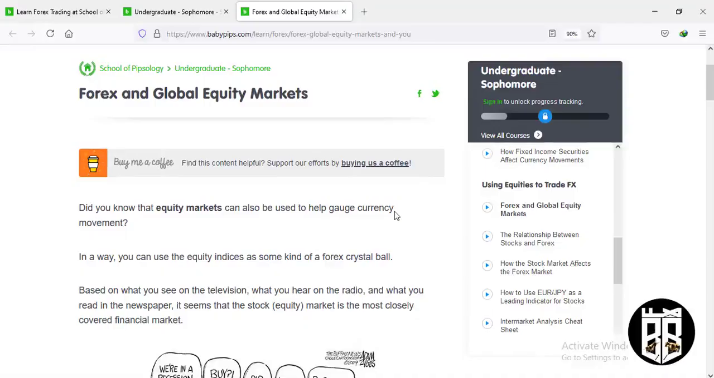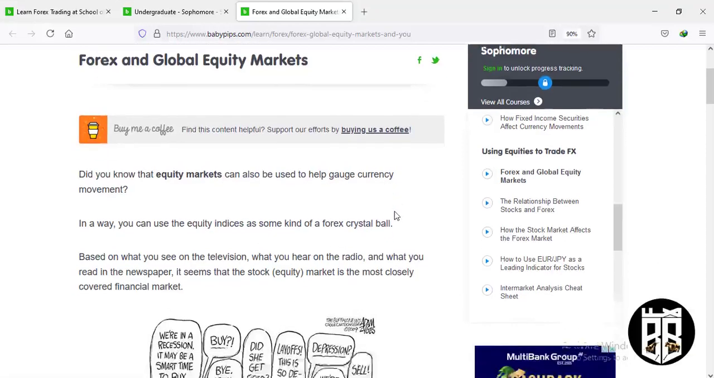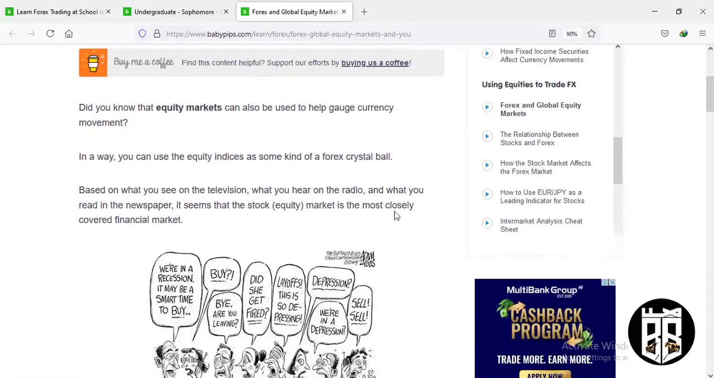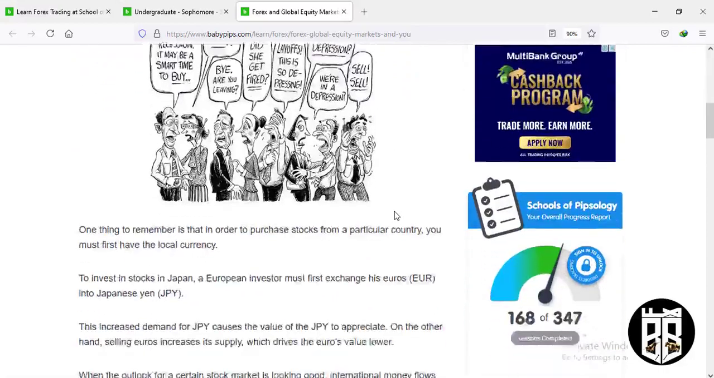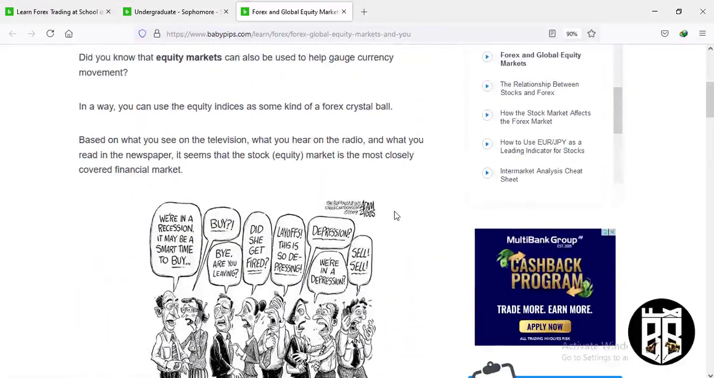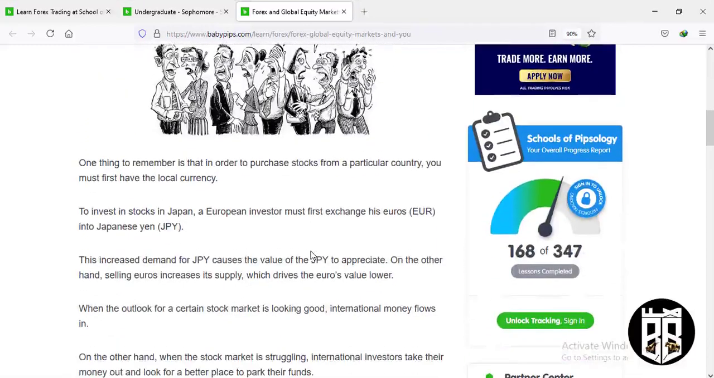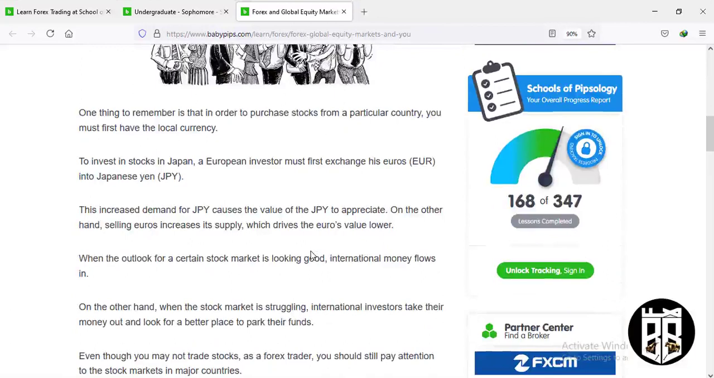So here we are on Forex and global equity markets. Now, did you know that the equity market can also be used to help gauge currency movements? Now, the equity market, we're talking about stocks and indices. Okay, you can equally use equity indices as a kind of Forex market crystal ball to know the direction of the market. There is a lot of knowledge from radio, TV, financial institutions and all that. So how can we use all this information, especially from the equity market, to gauge the direction of the market?